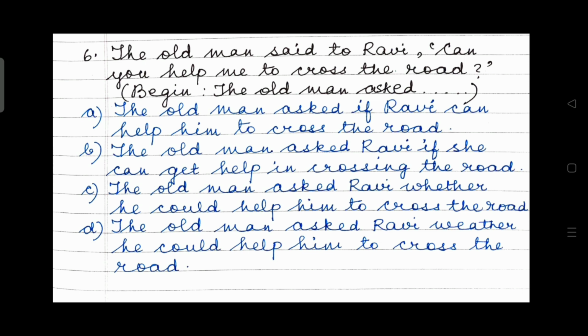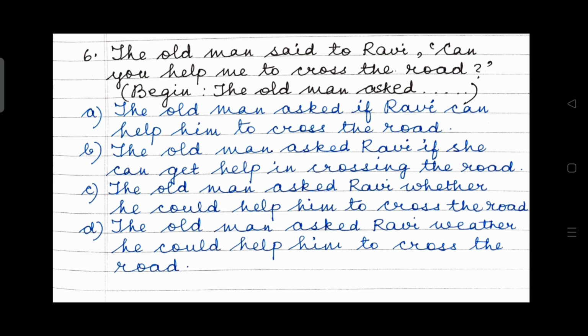So here in option A, you have "the old man asked if Ravi can". This is incorrect because they have used can. Option B: The old man asked Ravi if she can get help in crossing the road. The next option: The old man asked Ravi whether he could help him to cross the road. C and D are similar.